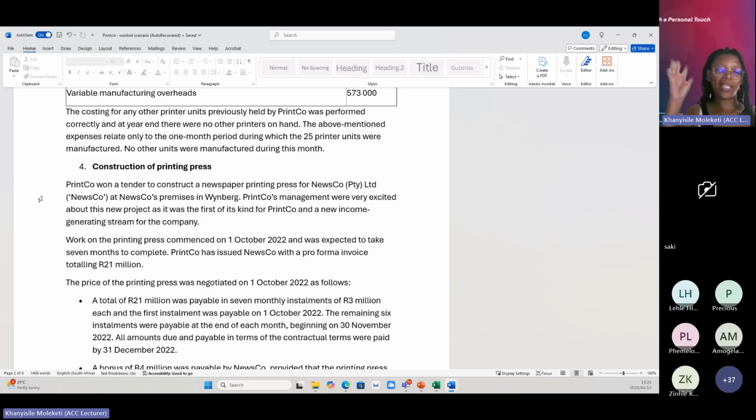We think step 5, revenue over time. We're taking the second criteria where we are creating or enhancing an asset that the customer controls. So those are the lights that should be flashing in your mind at that point in time.